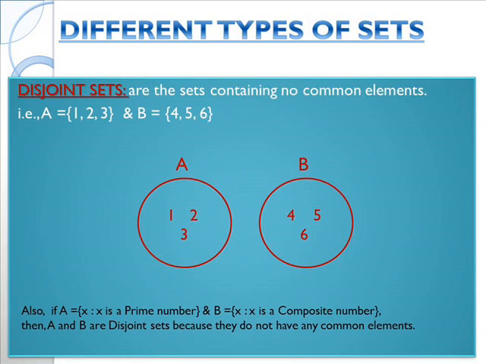Now we have disjoint sets, which are the sets containing no common elements. That is, the elements of disjoint sets are totally different. A is equal to 1, 2, 3 and B is equal to 4, 5, 6. That's why these sets are drawn separately. As you can see the two circles over here, A set contains 1, 2 and 3 and B set contains 4, 5 and 6. Also, if A is equal to x such that x is a prime number and B is equal to x such that x is a composite number, then these are disjoint sets because they cannot contain the same elements.